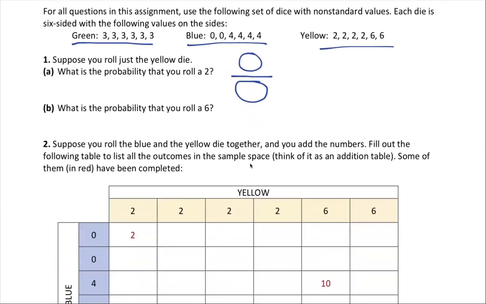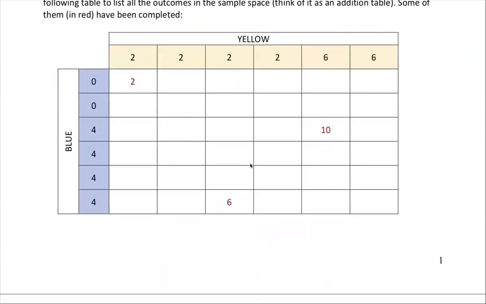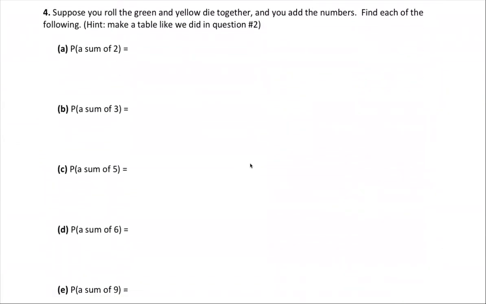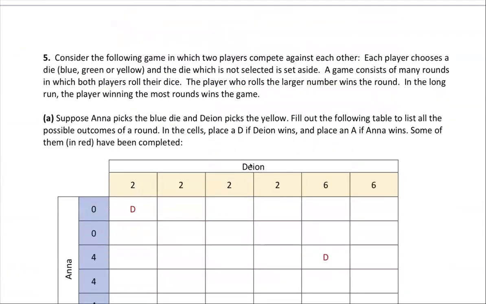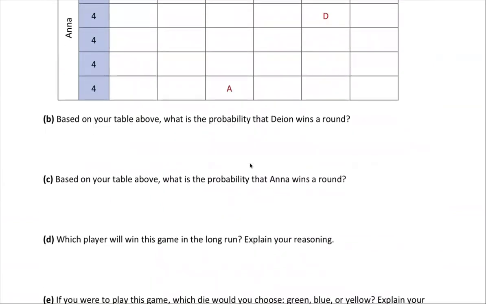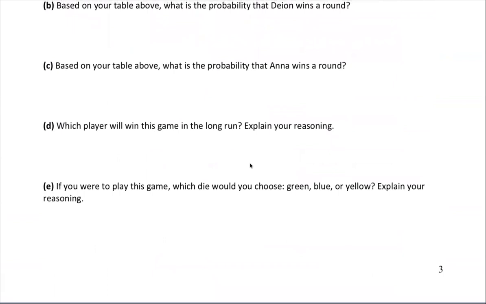And then you start doing some other things like rolling 2 dice together and adding the numbers and then filling out a little table, and then answering some questions about that table that you made. And then you're going to go heads up against another die and decide who is going to win. And then you go through that. Okay, so I think what would help is if I go through an example with some different numbers that would help you with these problems if you need it.